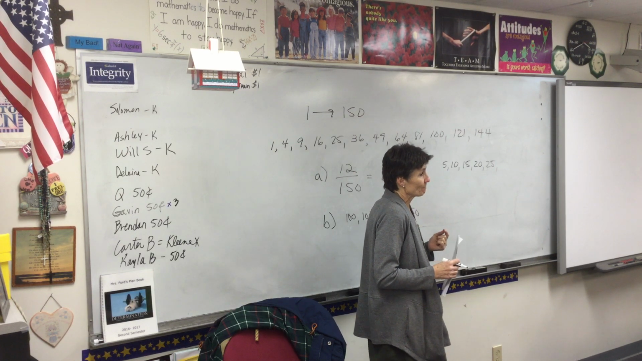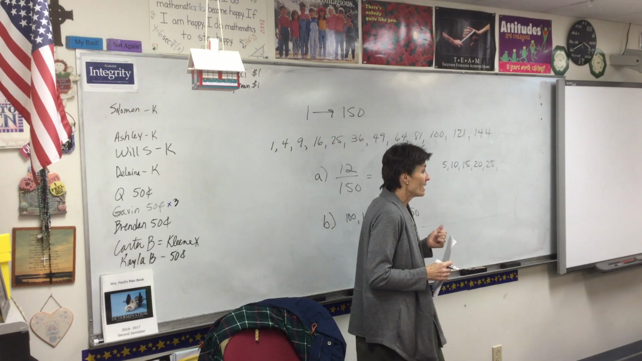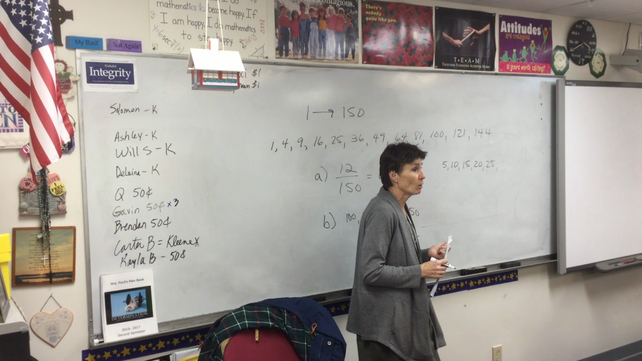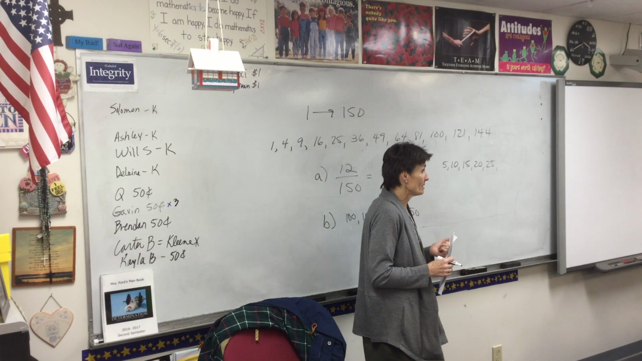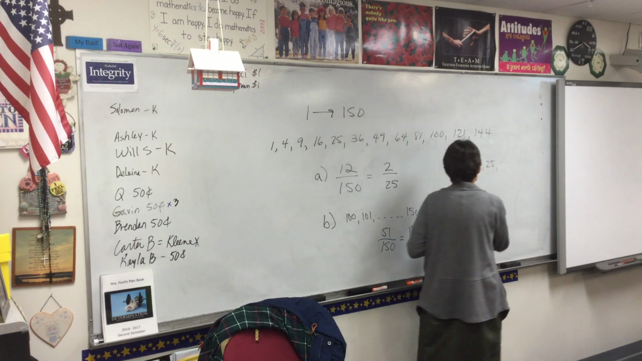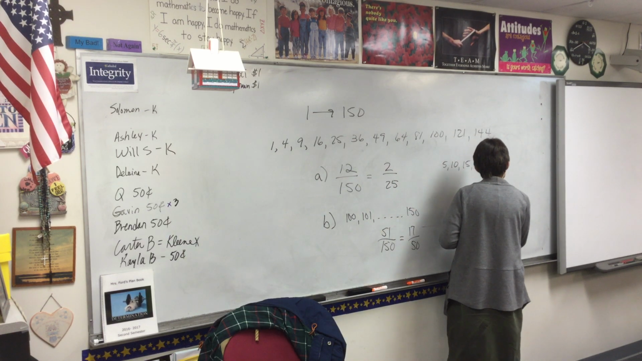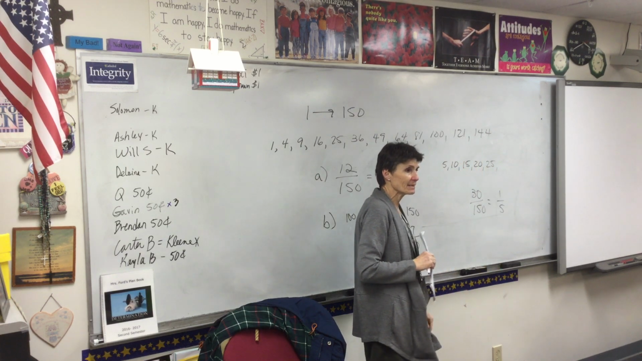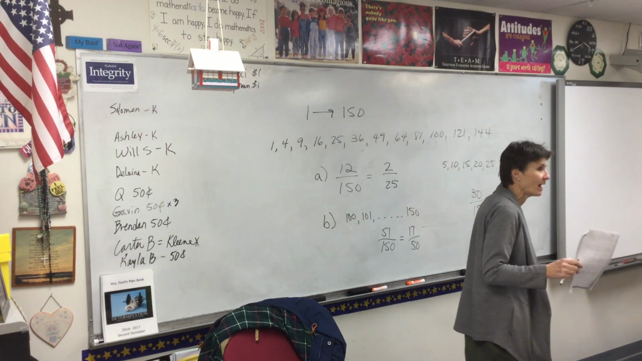I'm not. I'm going to say to myself, there's 150 numbers, and every fifth one is a multiple of 5. So there must be 30 of them. So that's 30 over 150, which is, oh, imagine that, 1/5. Does that make sense, that the probability of getting a multiple of 5 is 1 out of 5?